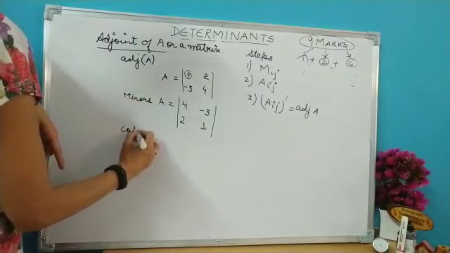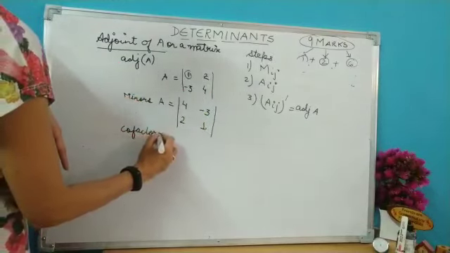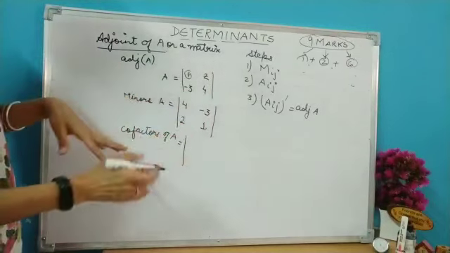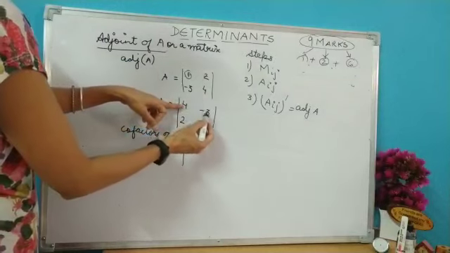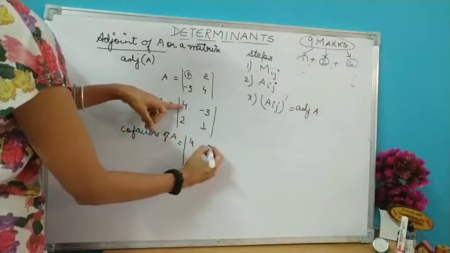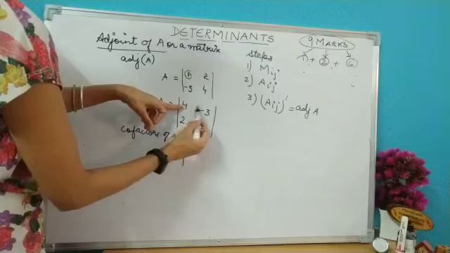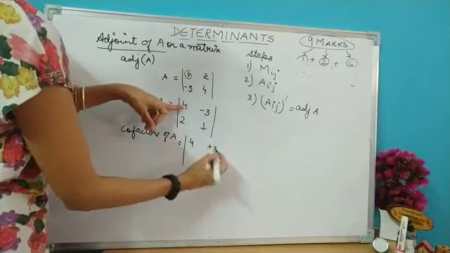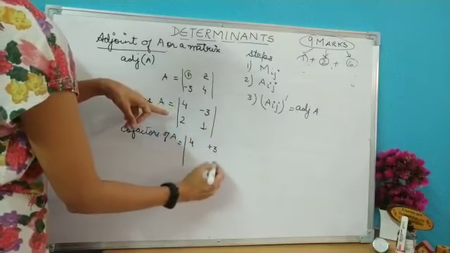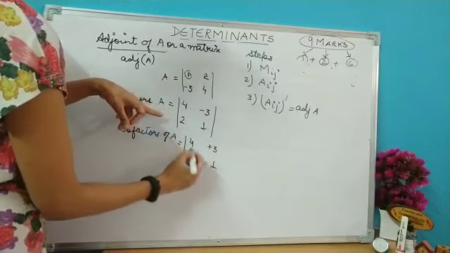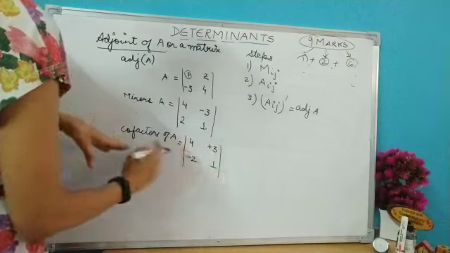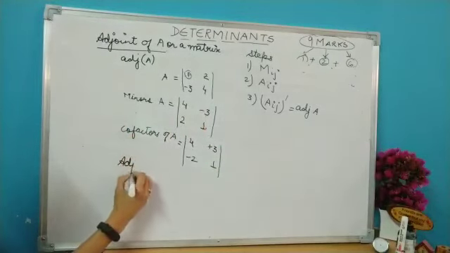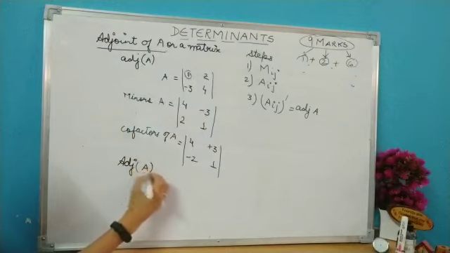Now I will find the cofactors of A. How can we find them? We just have to change the sign: plus, minus. Minus is already there, so it will convert into 3. Then plus, minus, plus, so this remains as it is, and minus, so this is minus 2. These are the cofactors.